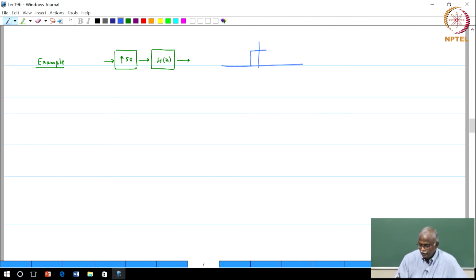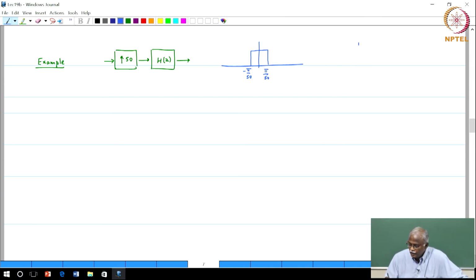A brick wall filter from minus pi over 50 to pi over 50. I have drawn it with a reasonable amount of width, but if you draw it to scale, you will find that pi by 50 is a very narrow filter. So now if I cannot design ideal filters, I have to go for practical filters.